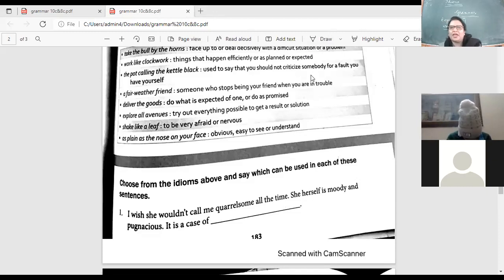Now let us say which of these idioms we can use. I wish she wouldn't call me quarrelsome all the time. She herself is moody and pugnacious. It is a case of, come on, hurry up, give me the answers. It is a case of she herself has faults and she is taking out problems with the others. What is it? The pot calling the kettle black.